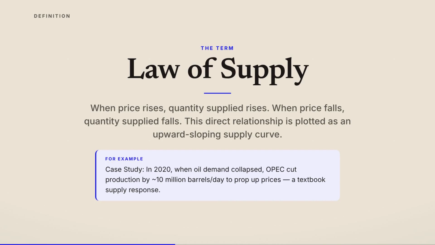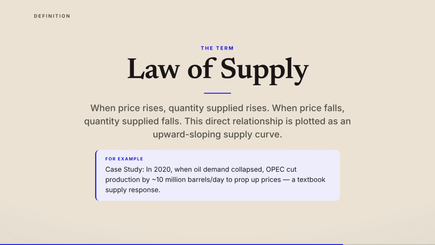Tap into new reserves, and pump more. When prices crash, they shut down rigs and cut production. OPEC, the Organization of the Petroleum Exporting Countries, famously coordinates production cuts among its members to keep prices from falling too low. In 2020, when demand for oil collapsed during the pandemic, OPEC and its allies slashed production by nearly 10 million barrels per day to prop up prices. That's the law of supply in action on a global scale.